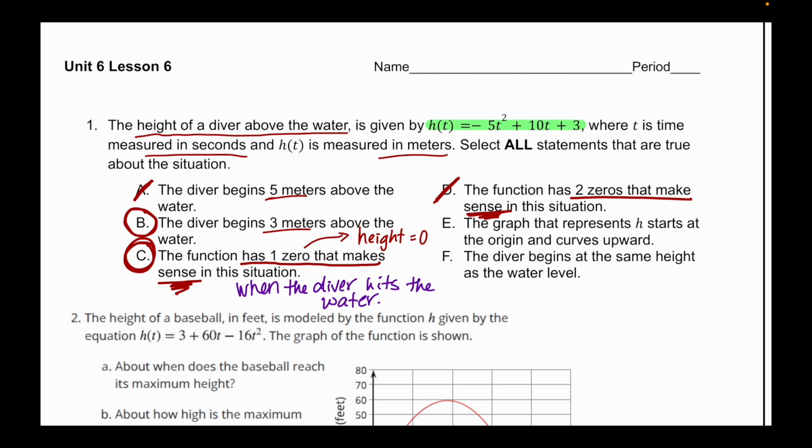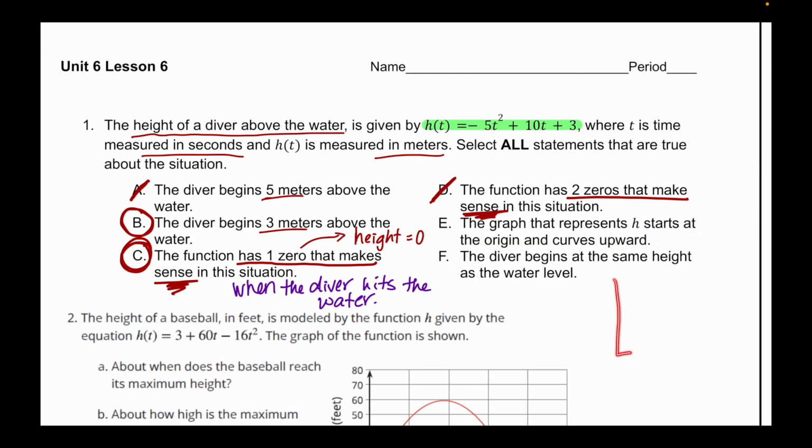So then let's look at E and F. Okay, E and F are not necessarily related, so let's just look at E. The graph that represents h starts at the origin and curves upward. Well, the height is of the diver above the water, and they're going to start higher up and then get lower and lower until they approach 0. So that graph is not necessarily going to start at the origin. They're going to start at 3 meters and then dive down into the water. So E is not going to be correct either.